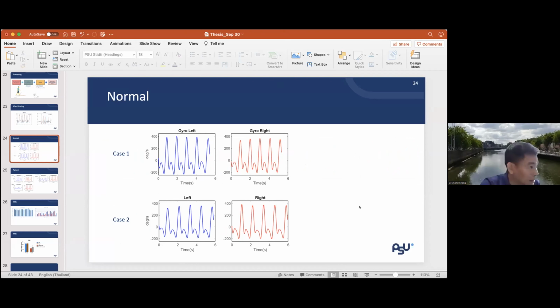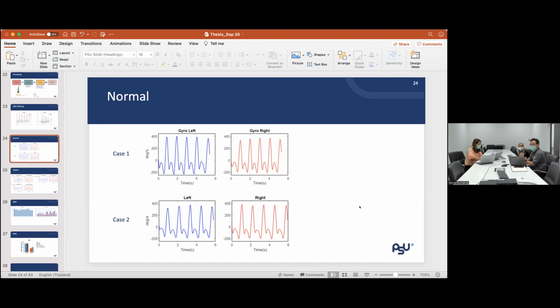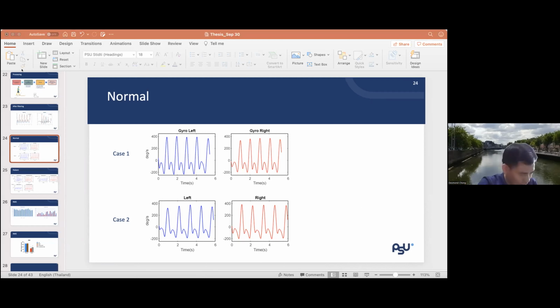Okay, for this one, maybe can you just enlarge the thing? Because this is angular velocity.